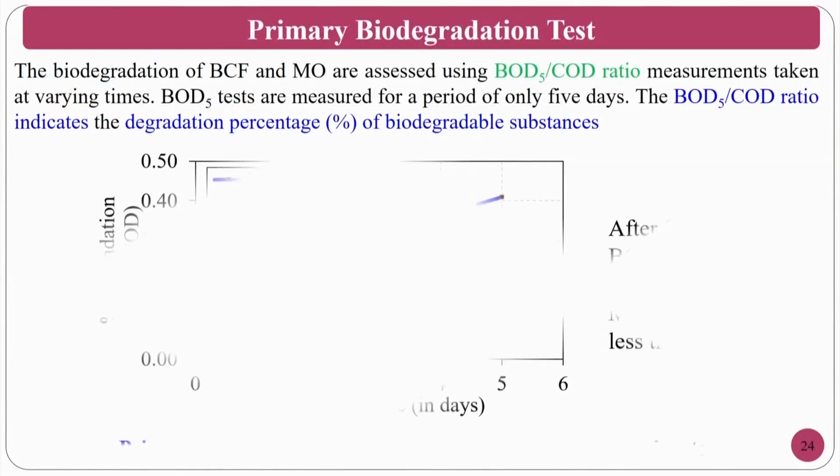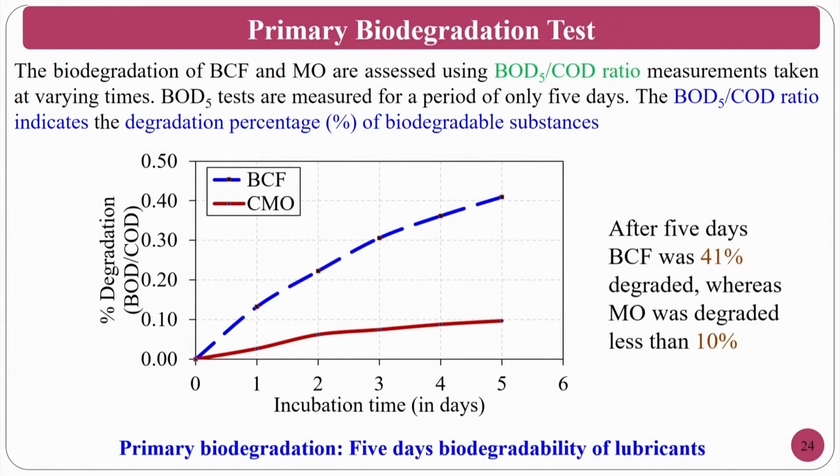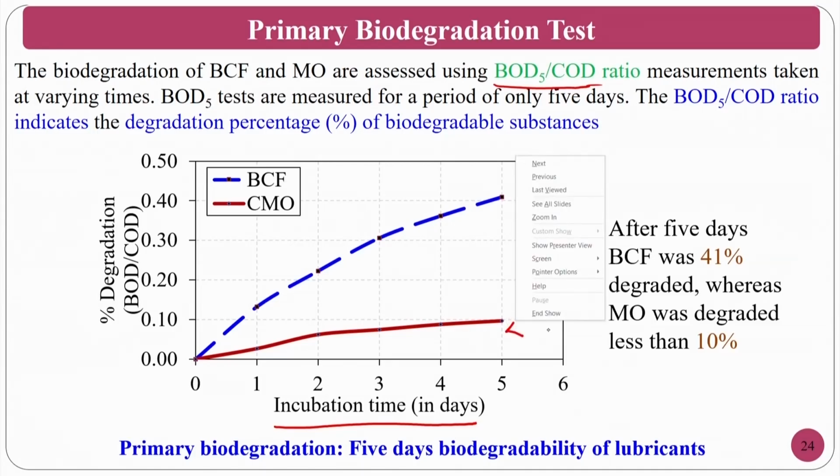Primary degradation test: if you see the primary degradation test, it is the BOD5 by COD ratio, that is nothing but the biological oxygen demand that you are doing for 5 days to the chemical oxygen demand, with respect to incubation time. As you can see here, the degradation is approximately above 40%. Here it is less than 10%.